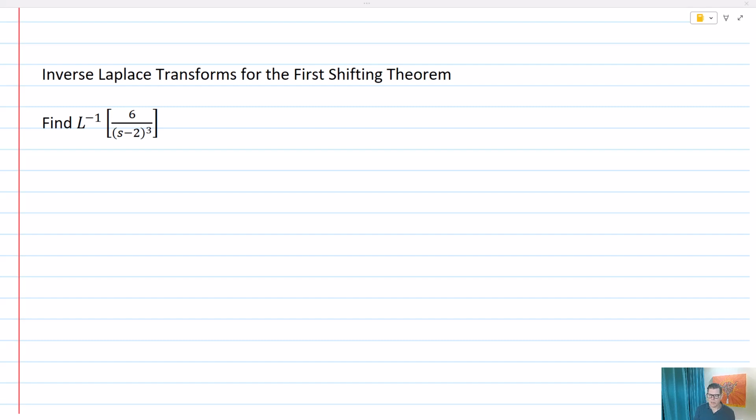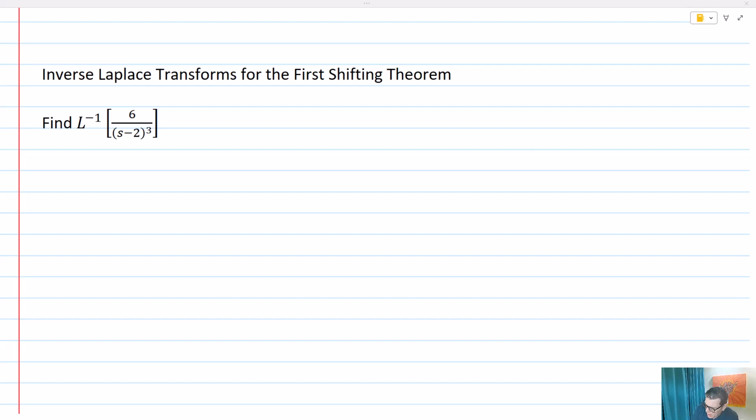And it really helps to expand things, and we'll see why. But let's start out with a basic example. Let's say, for example, I want to find the inverse Laplace transform of 6 over (s minus 2) cubed. What I need to do is recognize that what I'm looking at is of the form t to the n.